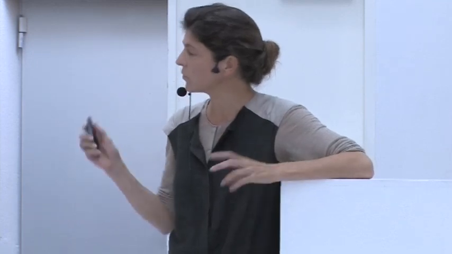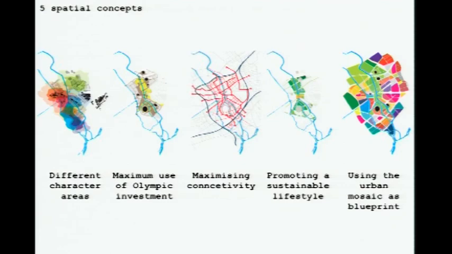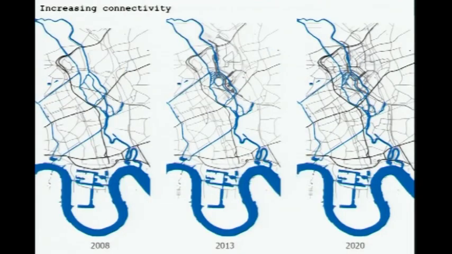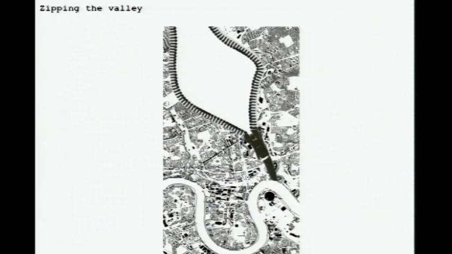A maximization of connectivity and accessibility of the different areas, promoting a sustainable lifestyle and using this urban mosaic, this kind of colorful, different kind of identities, as a base for urban planning. What you see here is the improvement of accessibility within this period of time. You really can see an enormous increase of connectivity lines within this area, the Lower East Dwelling, which has then really an important impact on the vibrancy.